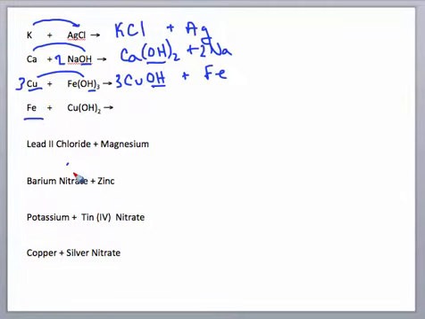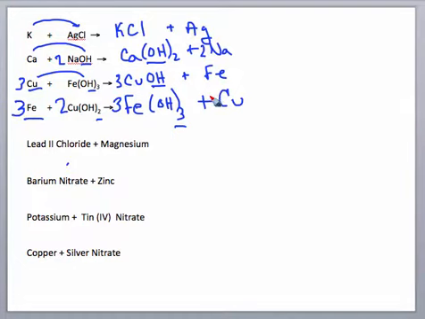Iron, I believe we said was 3 plus. Let's pretend it is, even if it isn't. I don't want to go back to the last slide. So we have iron 3 plus with hydroxide 1 minus, so when we crisscross, our 3 goes there. Copper will be on its own. Now we've got that 2 to 3 issue again, so we're going to put a 3 and a 2. Balance your irons and balance your coppers.